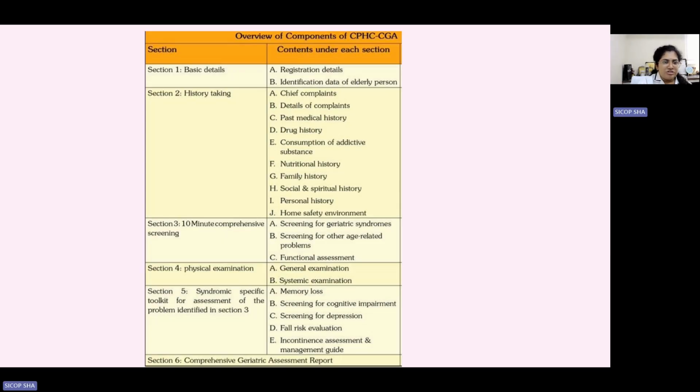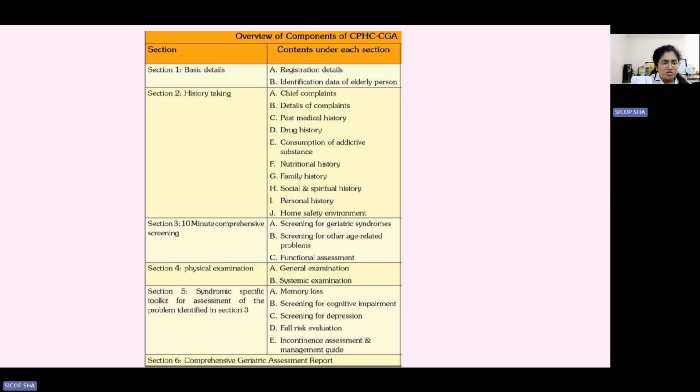Next is drug history. This is important in the geriatric population as they have multiple complaints. So maybe they will be having multiple drugs, or they are having polypharmacy. What I mean by polypharmacy is they're taking many medications at the same point of time. So drug history is very important in the geriatric population.